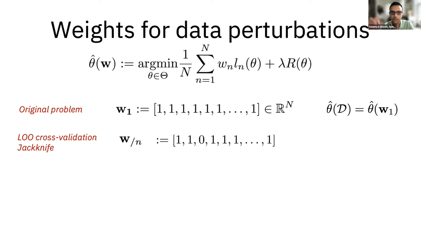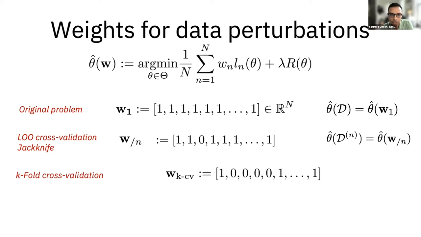We can extend this reasoning. So instead of dropping out a single data point, we can imagine dropping out k data points. That amounts to setting a bunch of zeros in this n-dimensional weight vector, where capital N, in case I didn't mention, is the number of training points that you have. So this allows us to emulate things like k-fold cross-validation. And we can also think about making the weight vector itself random. If we draw this weight vector from an appropriate distribution, it allows us to emulate things like the bootstrap. For the bootstrap, you have to draw it from a multinomial distribution, as it turns out.